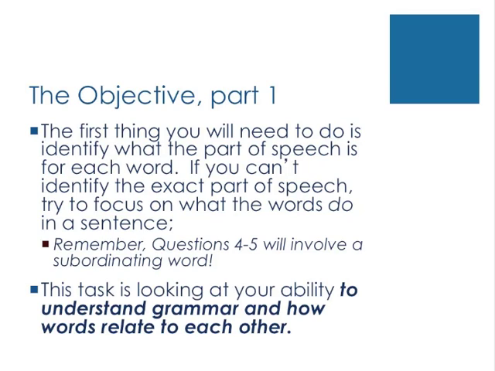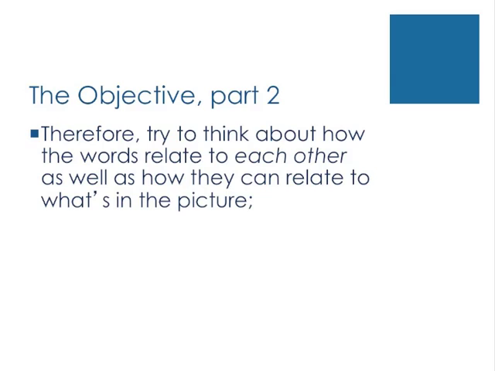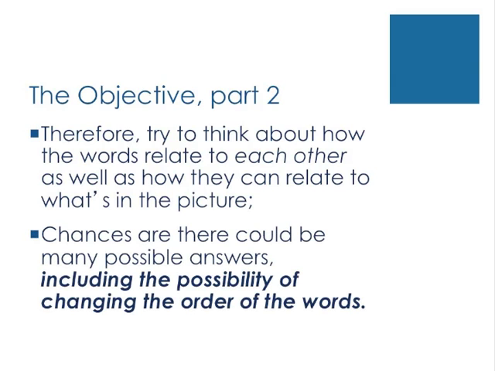So really, this task is looking at your ability to understand grammar and how words relate to each other. So not only do we have to think about how the ideas or words relate to the picture, we've got to put them together in a grammatically correct way. And that's very important for this part of the test. The second part about it is also to think about how the words relate to each other. As we said before, they have to be able to relate to what's in the picture.